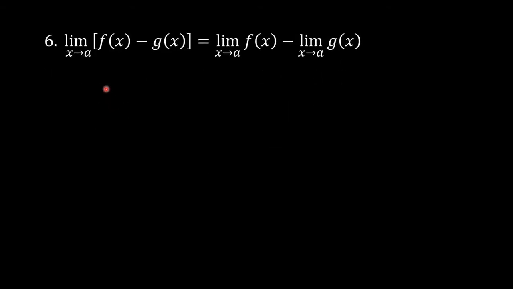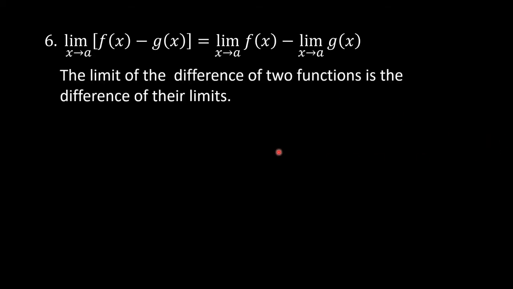Theorem number 6. The limit of the quantity f of x minus g of x as x approaches a is equal to the limit of f of x as x approaches a minus the limit of g of x as x approaches a. This means the limit of the difference of two functions is the difference of their limits.